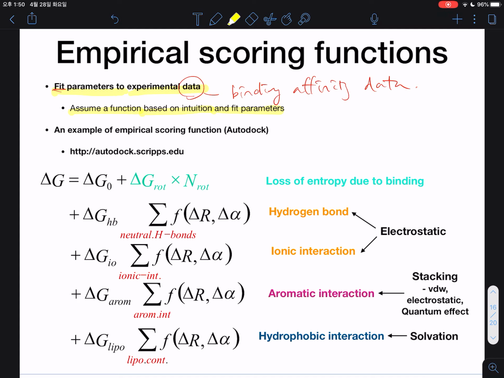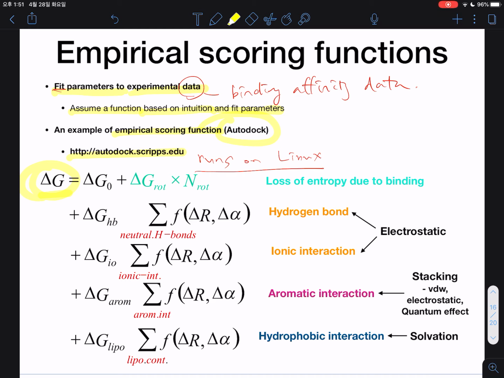One example of an empirical scoring function is from AutoDock, which is one of the protein ligand docking programs. It is one of the most popular protein ligand docking programs, and you can download the program from this website, but it only runs on Linux, maybe. I don't know. Maybe it can run on Windows, so maybe I should check. But generally it runs on Linux.